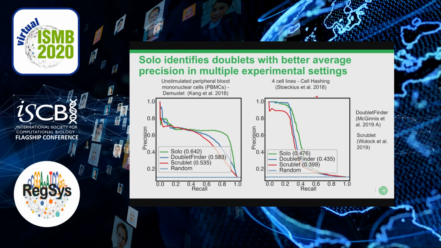We also find that Solo has better agreement with cell hashing. In this case, 4 cell lines were hashed together to identify doublets, and Solo again has greater agreement with these doublet calls than other computational doublet detection methods.